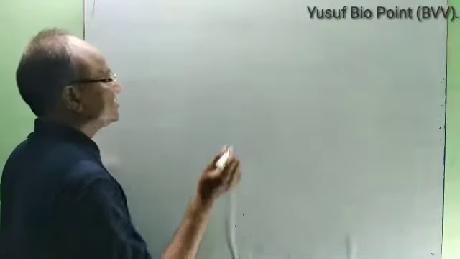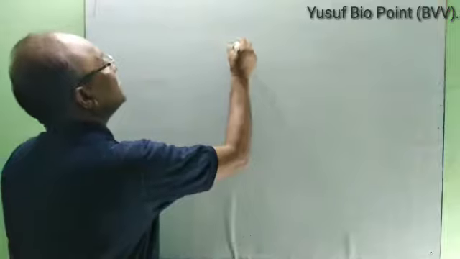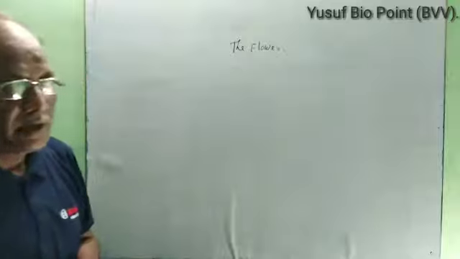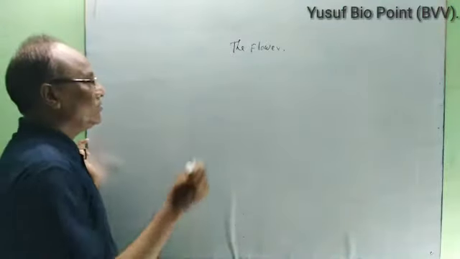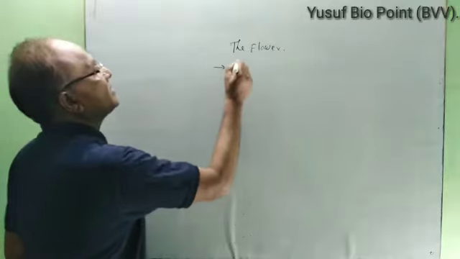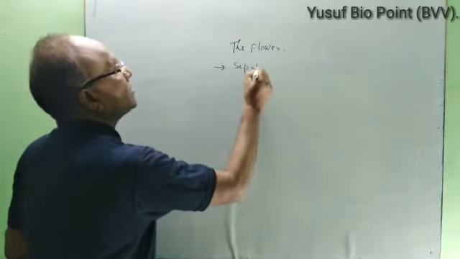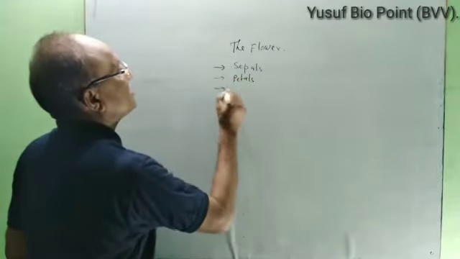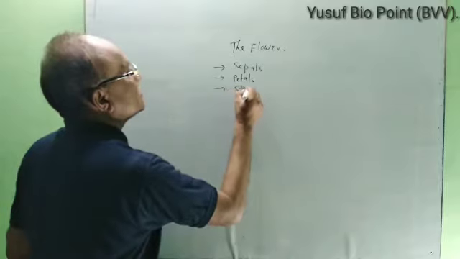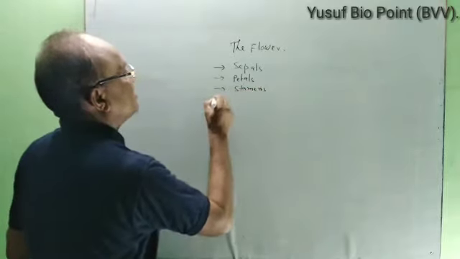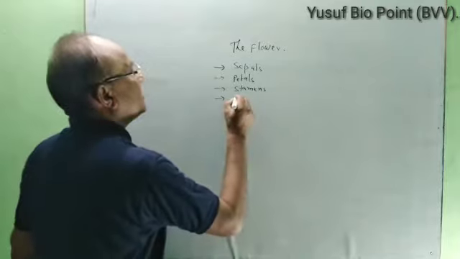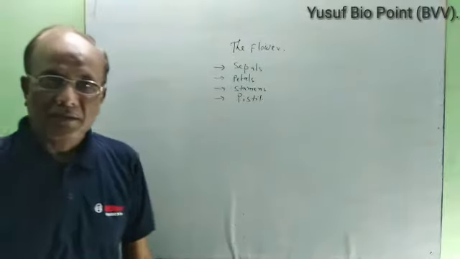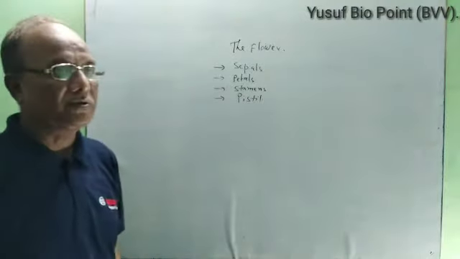In the last episodes, we have studied about the flower, and I have already told you that a flower contains sepals, petals, stamens, and pistils. The four parts which I have already told you.